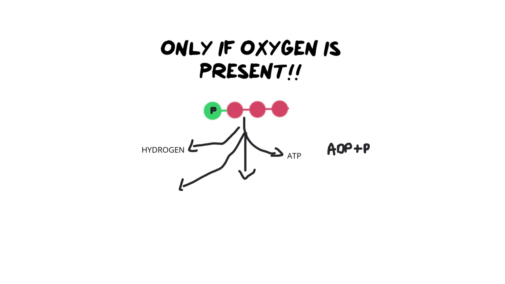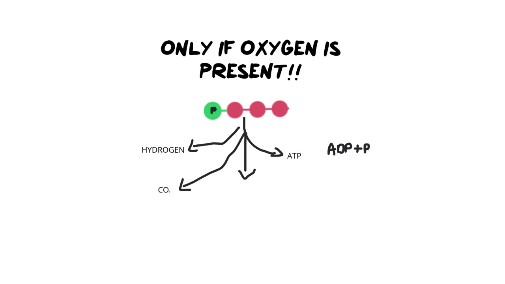Now, the third and final thing that breaks off at this point is some carbons, and those carbons attach to the oxygen, which must be present, and it forms carbon dioxide. Now, this carbon dioxide is going to be exhaled. We have no use for it, but the hydrogen and the ATP have an important use. We are going to use those at a later stage.